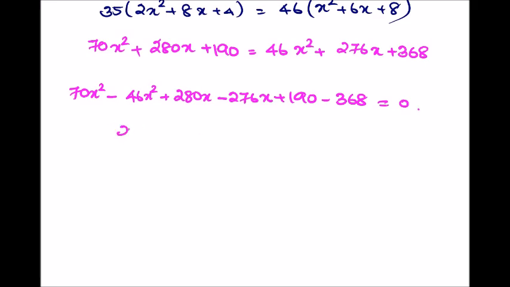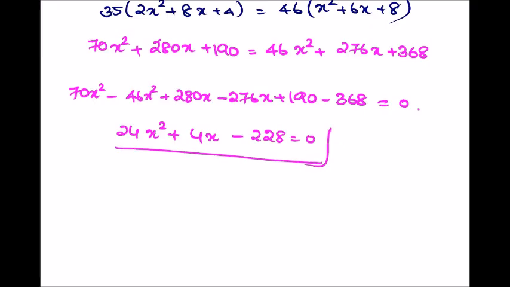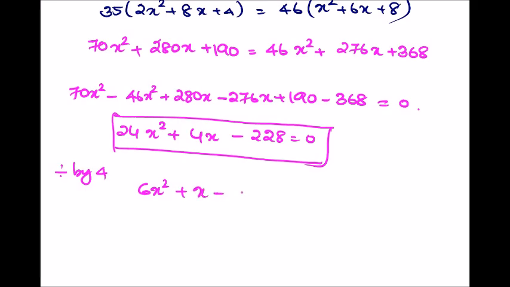That is 24x square plus 4x minus 228 is equal to 0. We will get the quadratic equation. Divide this quadratic equation by 4, we will get 6x square plus x minus 57 is equal to 0.